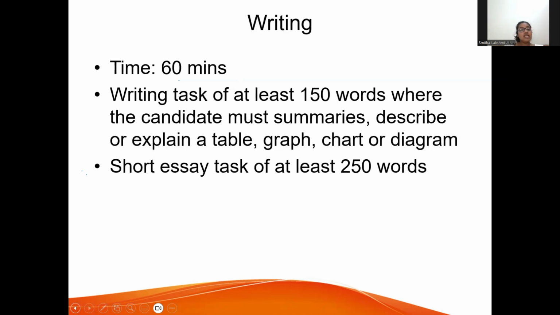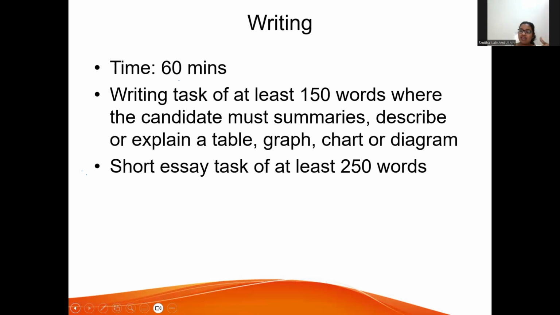Coming over to the writing. I told you that writing is entirely different for the general as well as for the academic. But the time allotted for both is 60 minutes. Don't think that only those people who are attending for general will be in the examination hall. It will be a mix between the general and academic people. So for those who are opting for general, task number one will be an informal letter. For those who are going for academic, they will be getting some pie charts, then bar graphs, and so on.